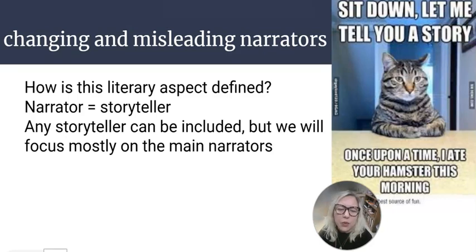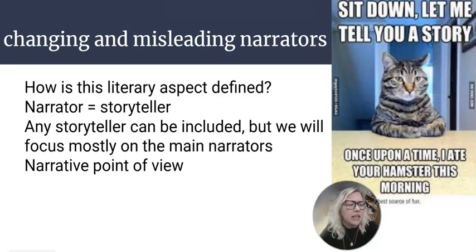So for the most part, we will focus on the main narrators. Every once in a while, we'll talk about other storytellers. And we're going to focus on narrative point of view. Writers think about the point of view of the narrator in the same way as a perspective from which the story is being told. And so they take into account when they tell a story this point of view.